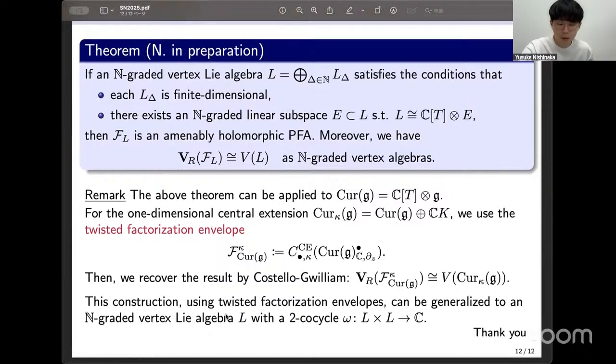And moreover, this construction can be generalized to any integrated vertex 3 algebra L satisfying these two conditions with a 2 cycle omega. That's all.